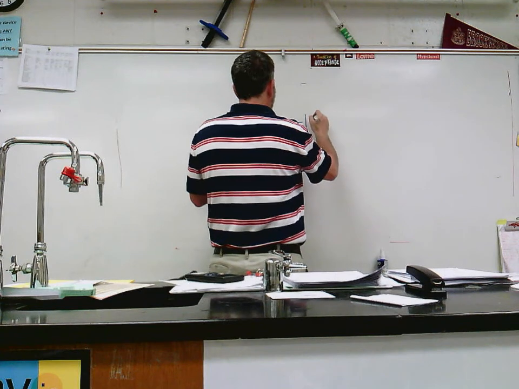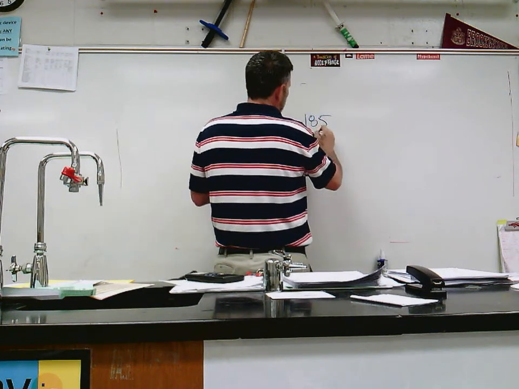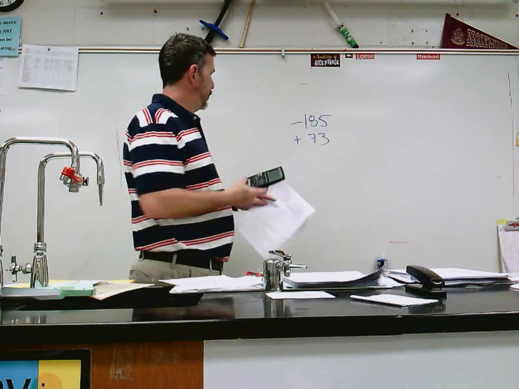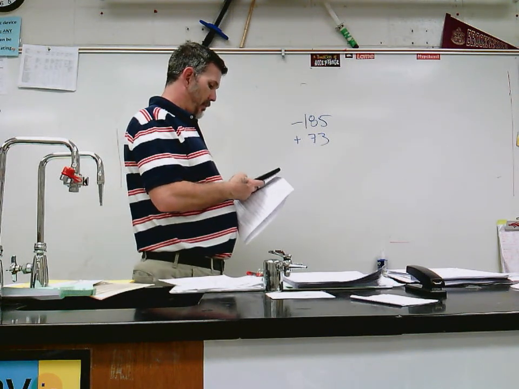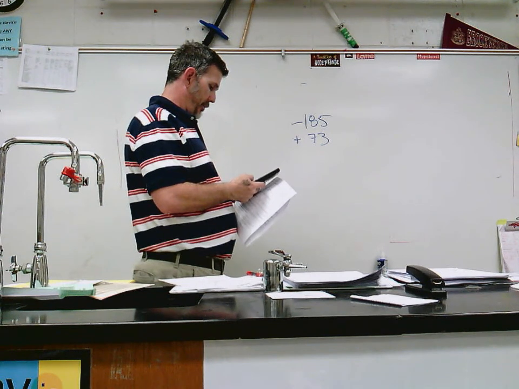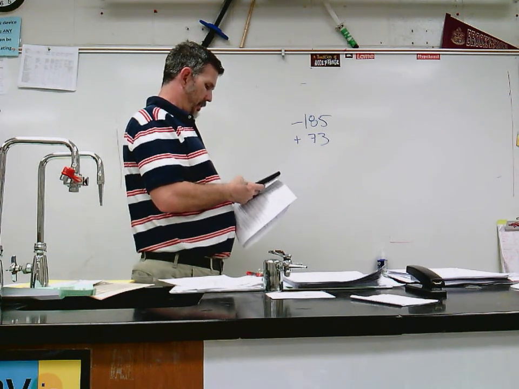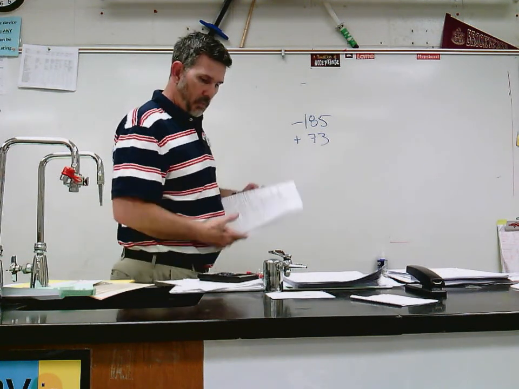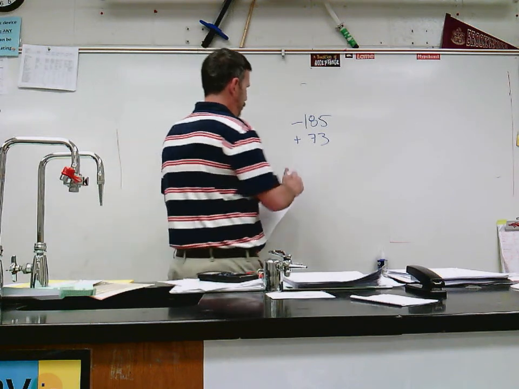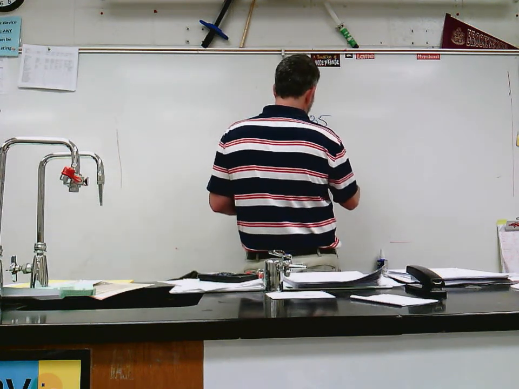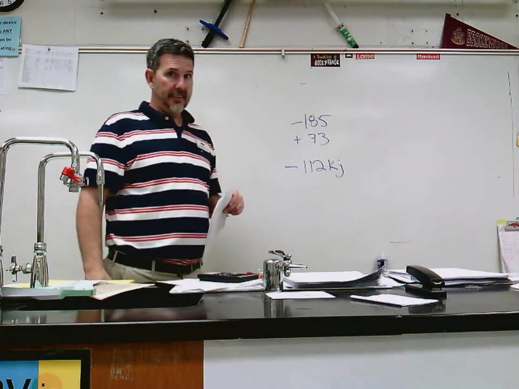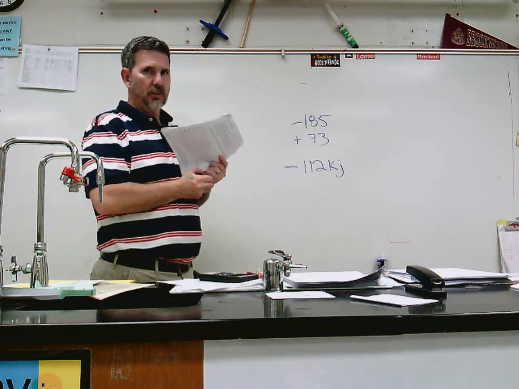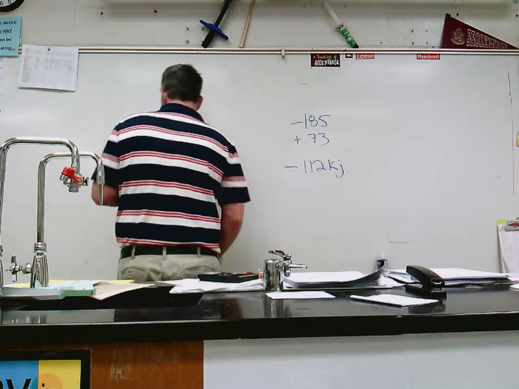What's going on? Hess's law. Hess's law, all you got to know is that you add those two numbers, the kilojoules. 185 plus 73. Okay, so let's do this. 73 plus a negative 185 equals negative 112 kilojoules. That's it. That's all Hess's law. You'll see the evils of Hess's law later.